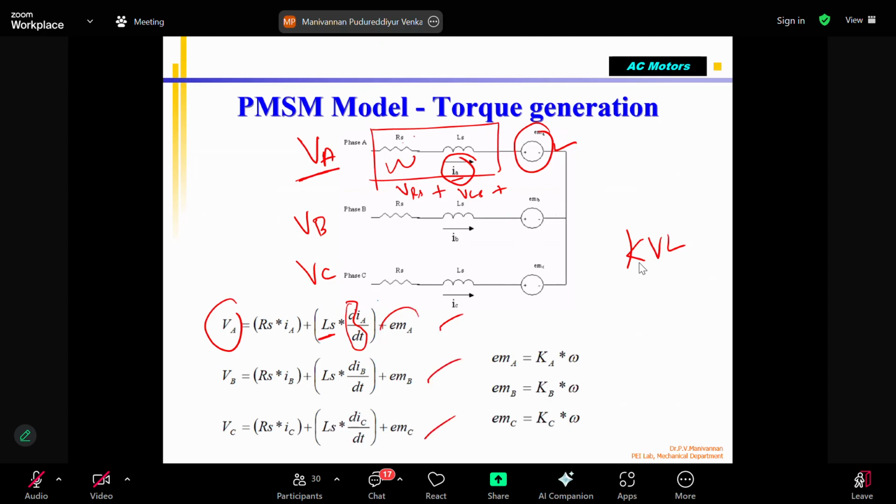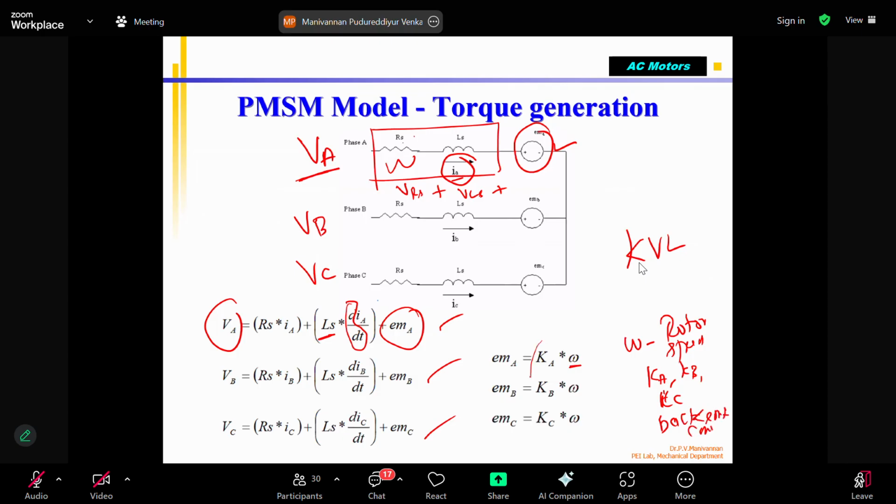What is the back EMF? We already talked about it for motors. In mechatronics also I talked about it. When we talked about the DC motor, I told you back EMF is induced in a coil when the coil cuts another magnetic flux. The rotor magnetic flux is cut. So that is proportional to omega, where omega is the rotor speed. And Ka, Kb, Kc are called the back EMF constants. Note it down. It is called the back EMF constant.